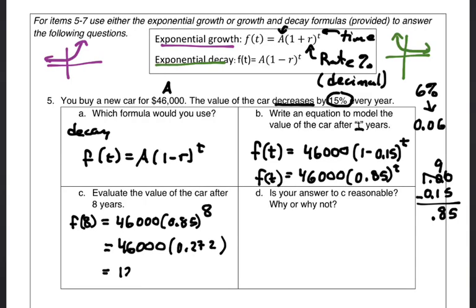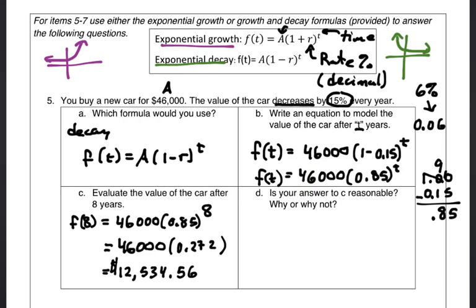So that's 12,534. I'm going to round it at 56. The next number is 4, so I'm going to leave 6 as 6. And the reason why I stop right there is because we're talking about dollars. And we always go to the second decimal place when we're talking about dollars. So this says after 8 years, the value of the car is going to be $12,534.56.